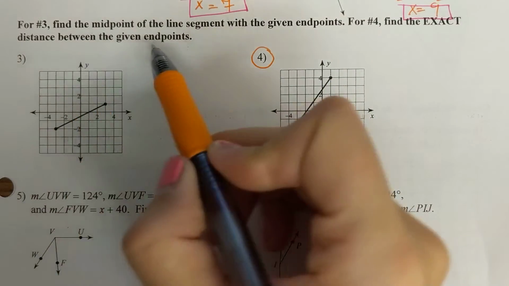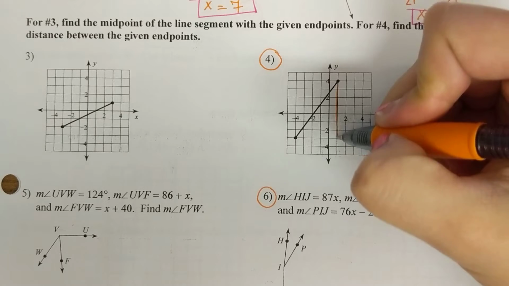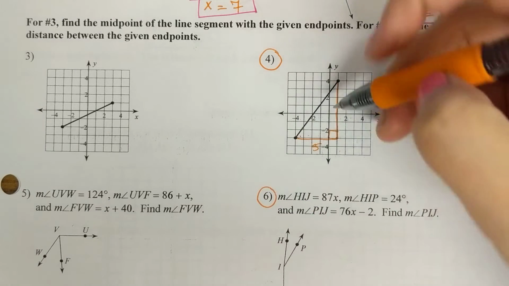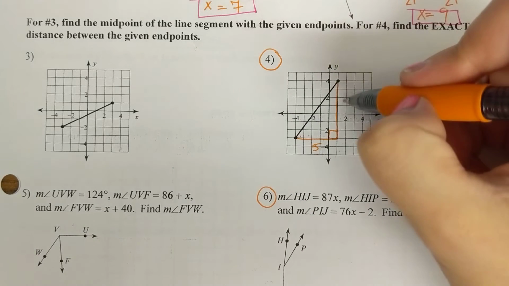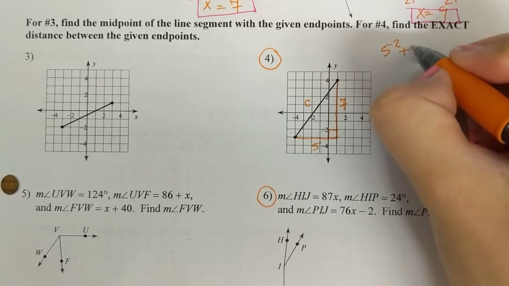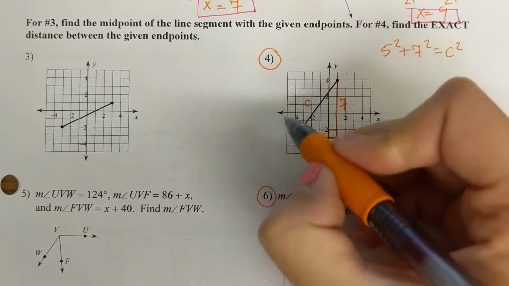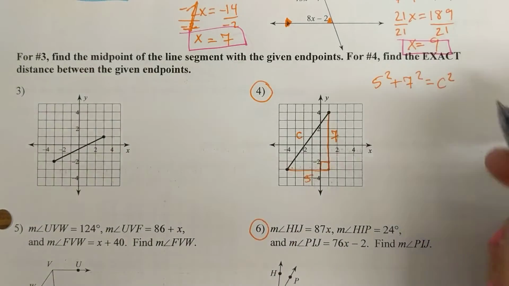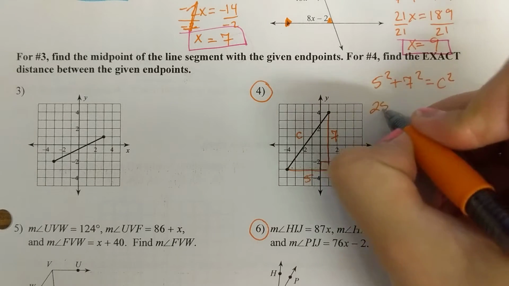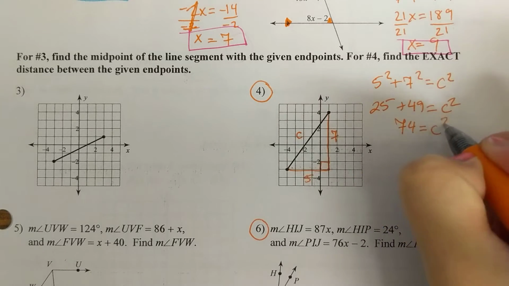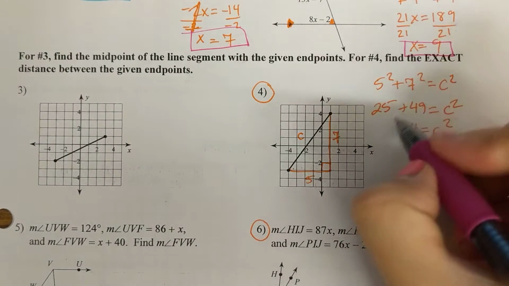For number 4, find the exact distance between the given points. I'm going to create a slope triangle. 1, 2, 3, 4, 5 is the base. 7 is the height, then I'm going to use Pythagorean Theorem to find the distance. Remember the hypotenuse, that slant, across from the right angle does not touch the right angle. That is always C. We're going to square root both sides.